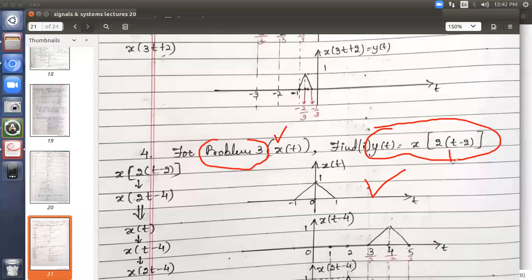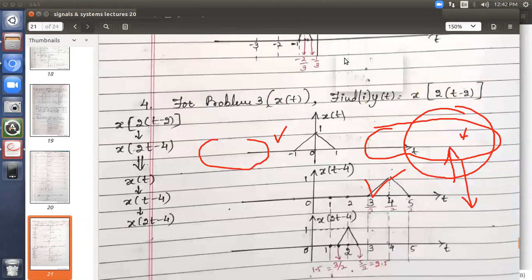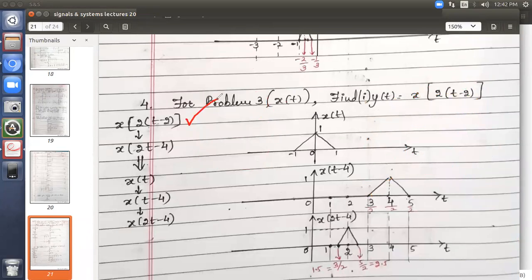Now don't directly start doing the shifting, because whenever shifting and scalings are there, you should be careful. Don't directly jump to shifting, because try to simplify the question as far as possible. That simplification I have given here. Just observe. This is your given question. What I have done here, I have reduced it. Try to simplify the bracket. Try to keep your x signal in a simple form.